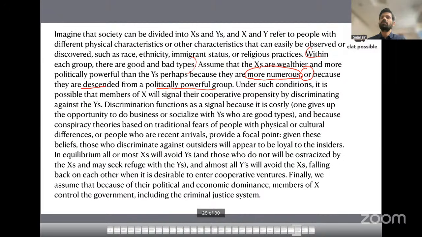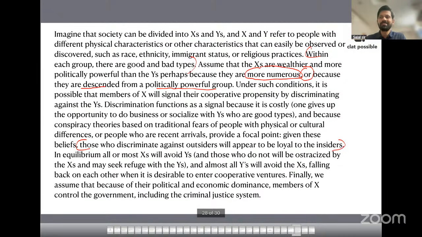So once you hint that you are favoring one grouping over the other, discriminating against Ys to show loyalty towards your own group members, what you are risking is that you will not be able to do much business with Ys, or socialize with Ys, especially those who are good types. And because conspiracy theories based on traditional fears of people with physical or cultural differences, or people who are recent arrivals, provide a focal point, given these beliefs, those who discriminate against outsiders will appear to be loyal to the insiders.